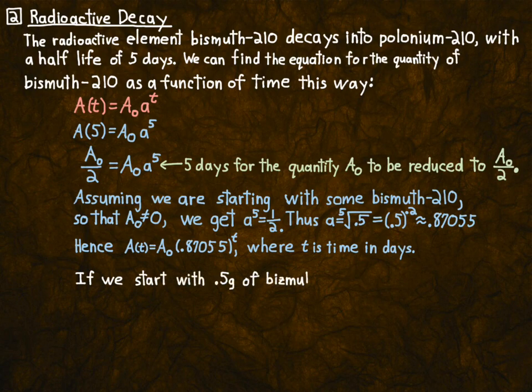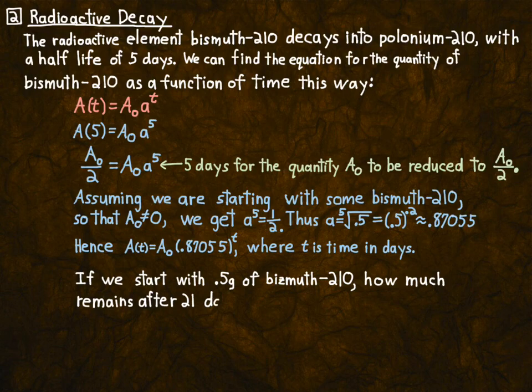If we start with 0.5 grams of bismuth-210, how much remains after 21 days? You're still going to have 0.5 grams of something, but some of it will be polonium-210, right? What's happening is your neutrons are turning into protons.